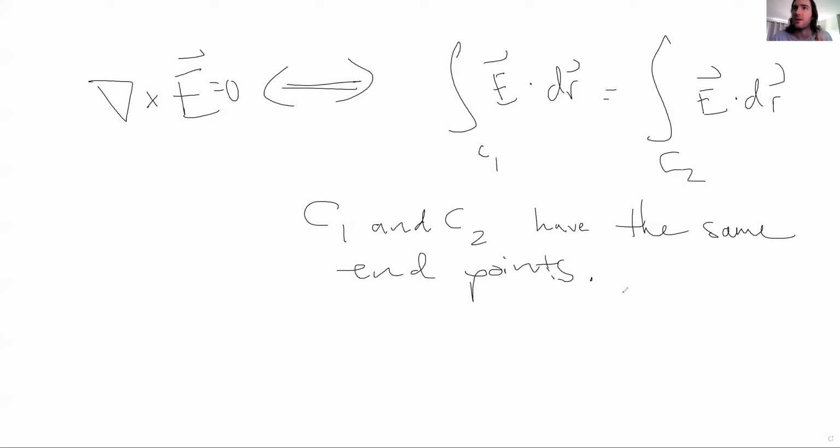If you're doing a path integral, in general, the answer is going to be wildly different if you take one path versus another path, right? So in general, this is not true, but in the case of a conservative vector field, it doesn't depend on the path. So our path integral does not depend on path.